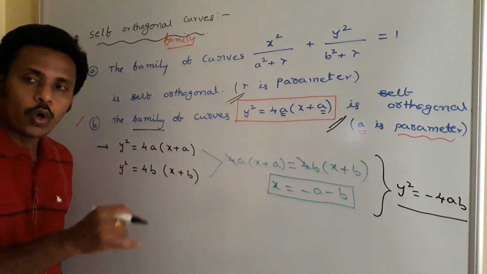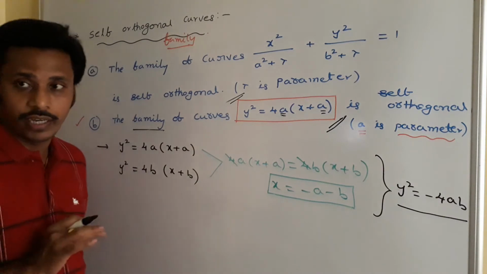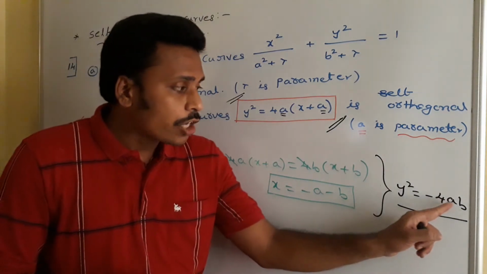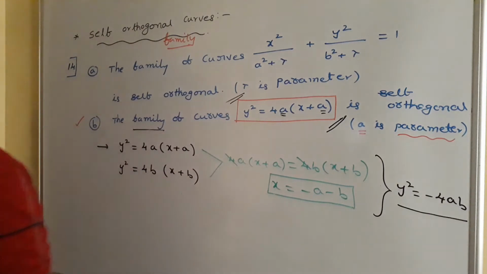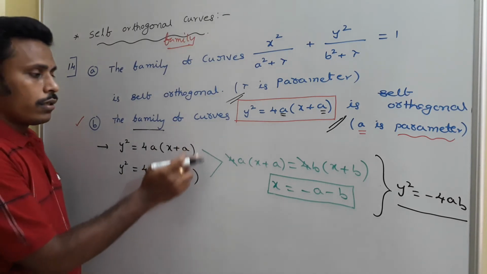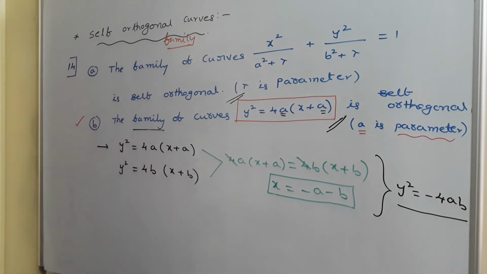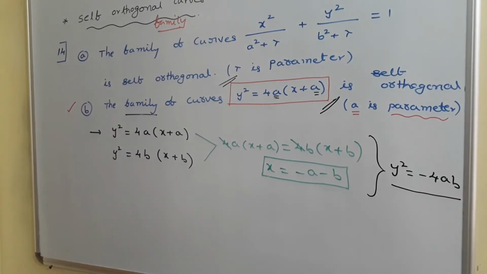See, we don't know about a and b. Those values a and b may be positive, may be negative. And so we are not sure about minus 4ab, so don't assume that minus 4ab is a negative value. The value may be positive, depending on the values of a and b. First of all, we found the intersection point. So first of all, try to calculate the intersecting point of those two curves.